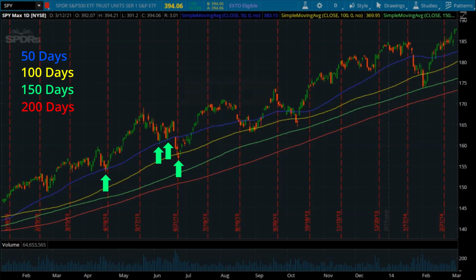It tested the 50 days moving average for a couple of days here again, and eventually broke down, finding support at the 100 days moving average before going back higher. And the last time it tested the 50-day moving average, it broke past both the 50 days and the 100 days moving average and found support at the 150 days moving average before reversing back higher. So moving averages can be very helpful in finding key support and resistance levels in stock charts.